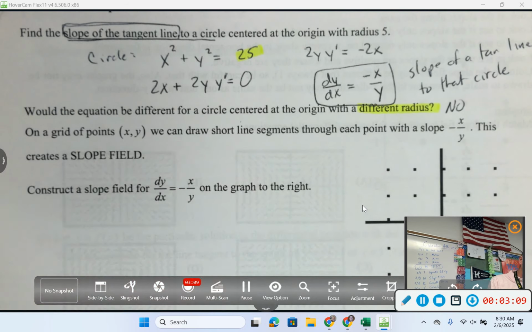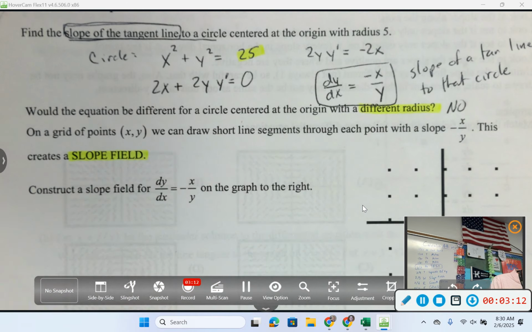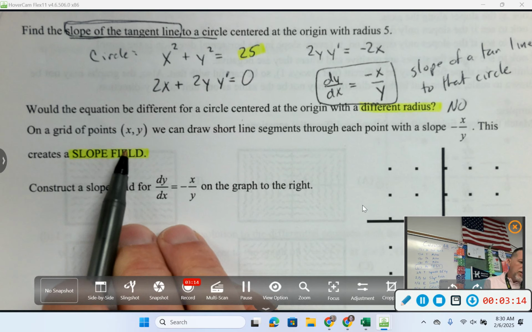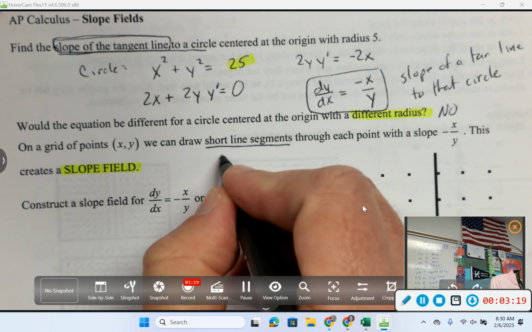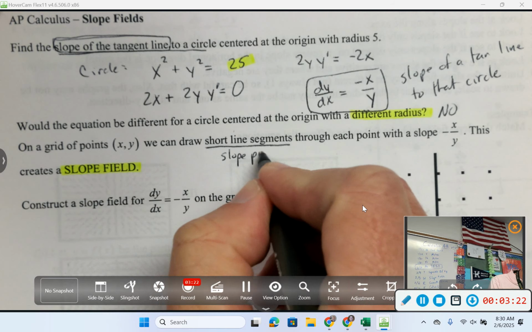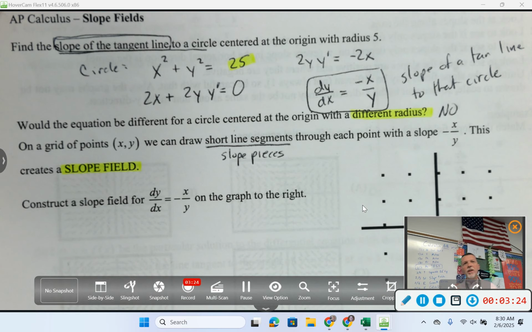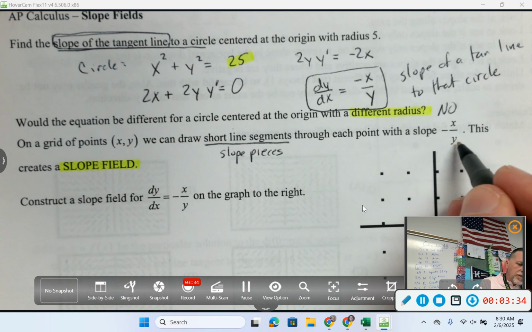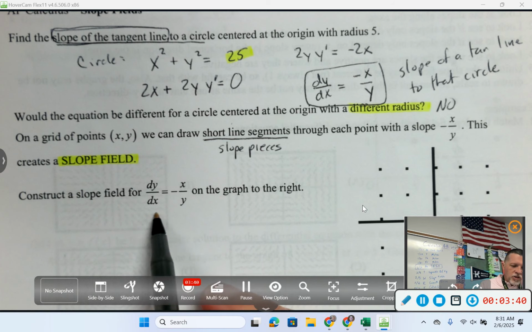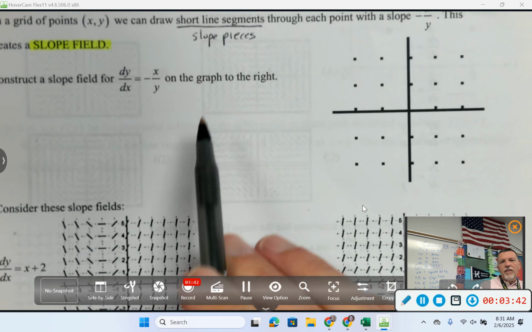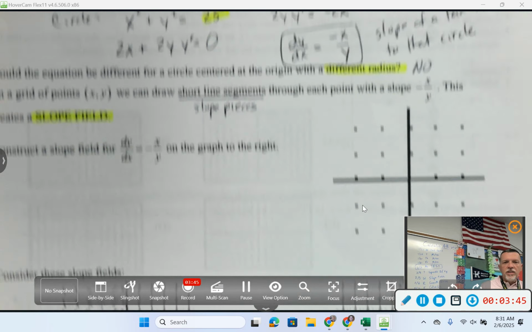Okay, next up is this definition of a slope field. On a grid of points, we can draw short line segments. Sometimes I call them slope pieces because they're just little pieces of slope. They're not full-on tangent lines. They're just little slope pieces through each point with a slope of negative x over y. This would create a slope field. So we're going to construct the slope field on this graph for the derivative we just found.